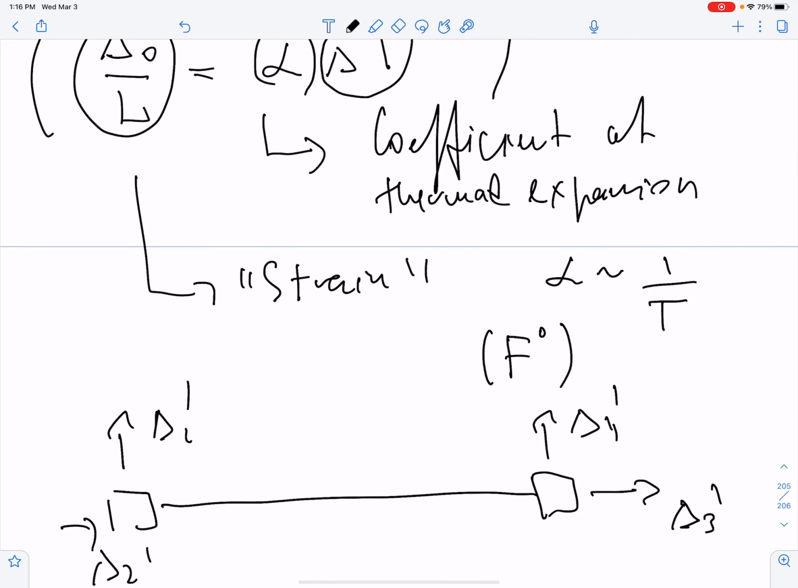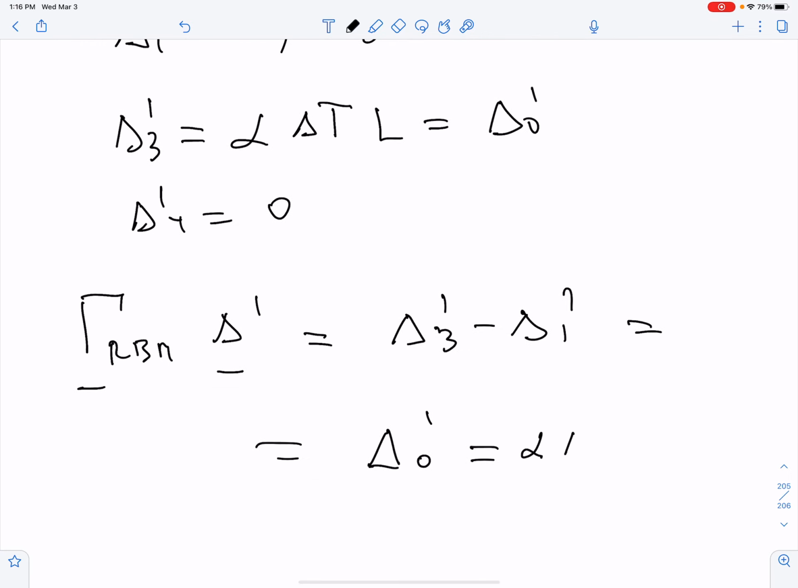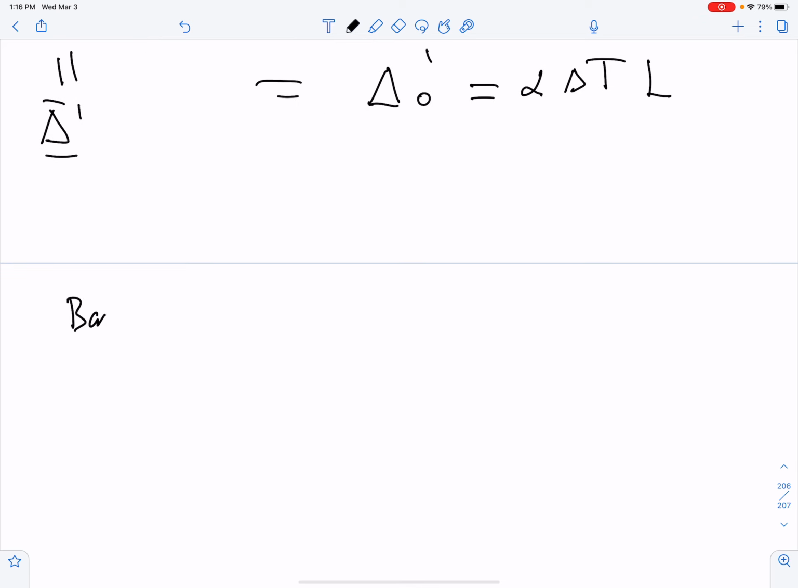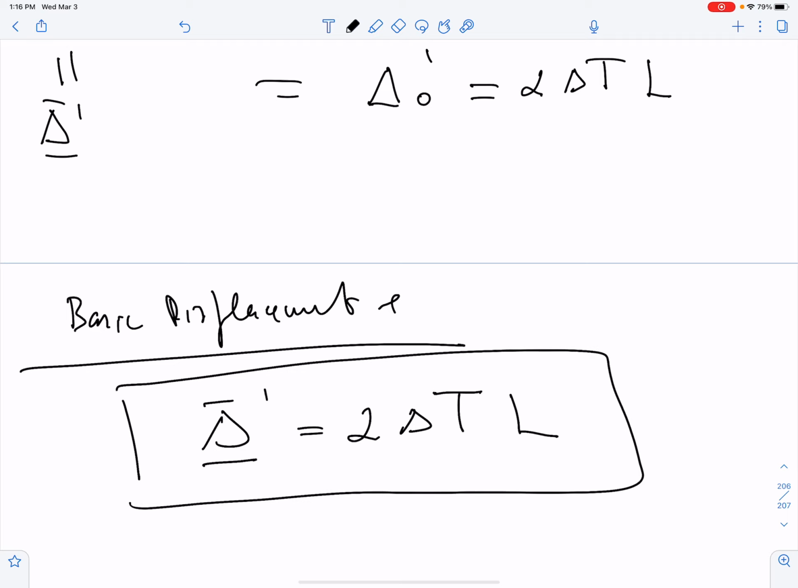to be alpha delta t L. That also equals, remember, delta prime over bar, the basic displacement. So the basic displacement becomes delta prime equals alpha delta t times L.